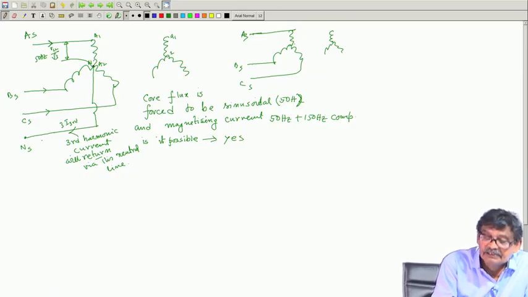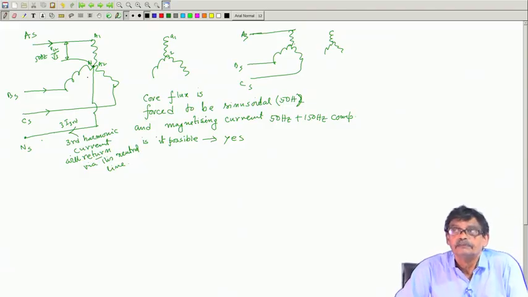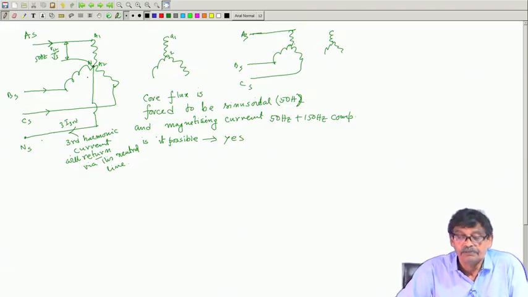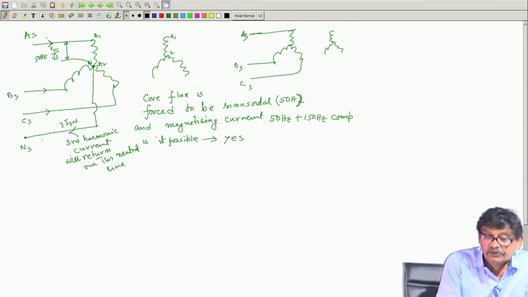the flux in the core cannot but be sinusoidal, 50 hertz, and therefore, current must have a third harmonic component. Can third harmonic component of current exist? Yes, it can, because the return path is through this neutral wire. Mind you, the third harmonic current will be contributed by all the other phases, they are cophasal, I third will flow through the line.